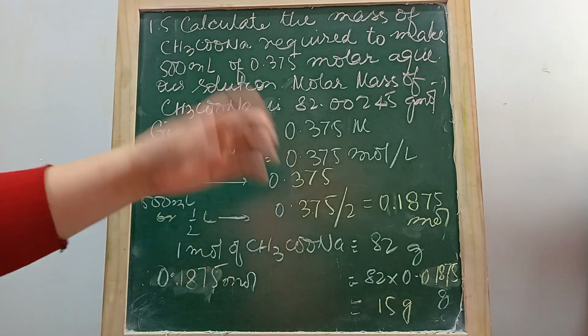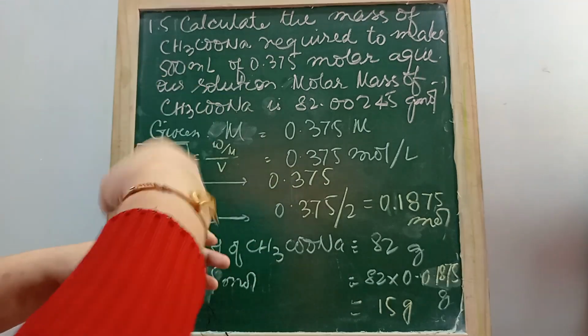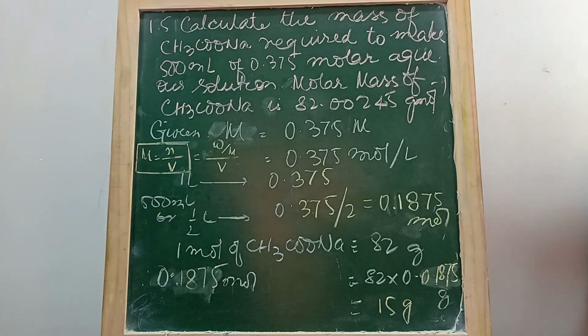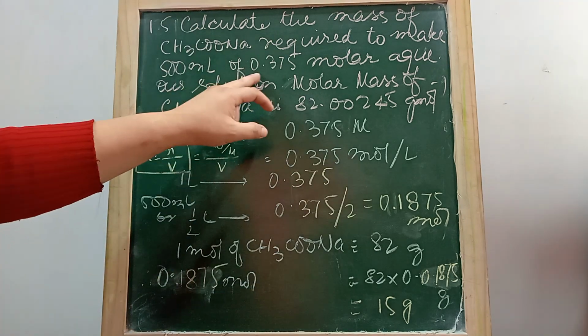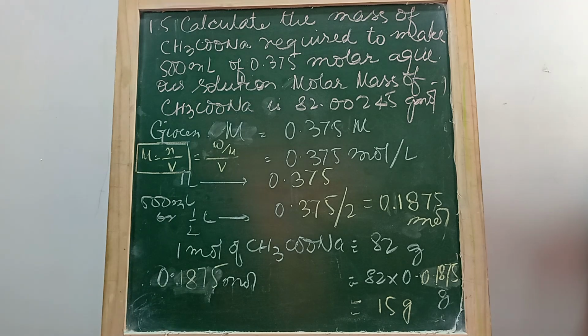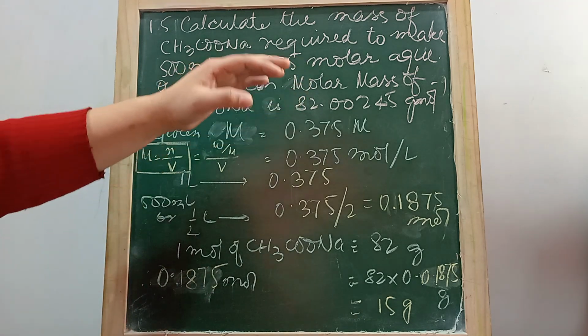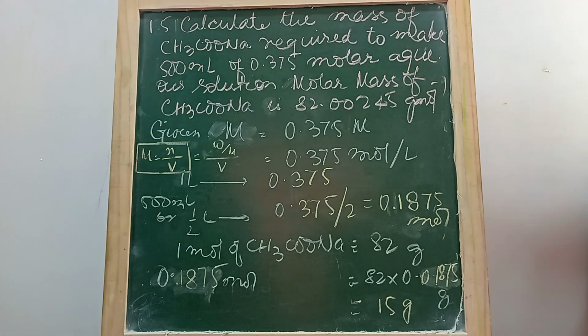So when you mix 15 gram of sodium acetate in 500 ml of water, you get sodium acetate solution, and the concentration of that solution will be 0.375 moles per liter, or 0.375 molar. This will be the concentration of the solution.